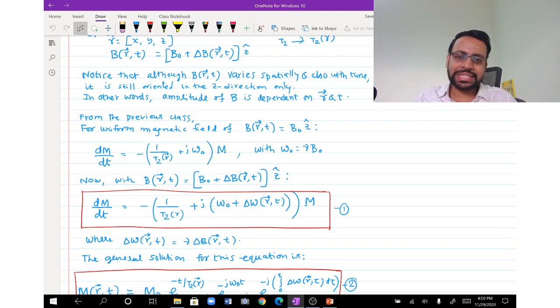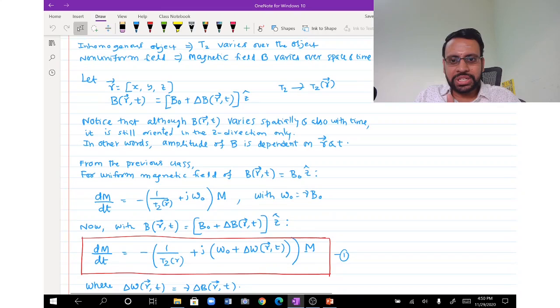So what we are concerned with here is the analysis of the transverse magnetic field, right? If you recollect the equation that we derived in the last couple of classes for the transverse magnetic field, it's equivalent to minus 1 over T2, and in place of T2 I am now writing T2 of r bar, because this could vary with spatial location, plus j omega naught, times m. This is when delta B of r bar comma t equals 0. This multiplied with m is the linear equation that you had.